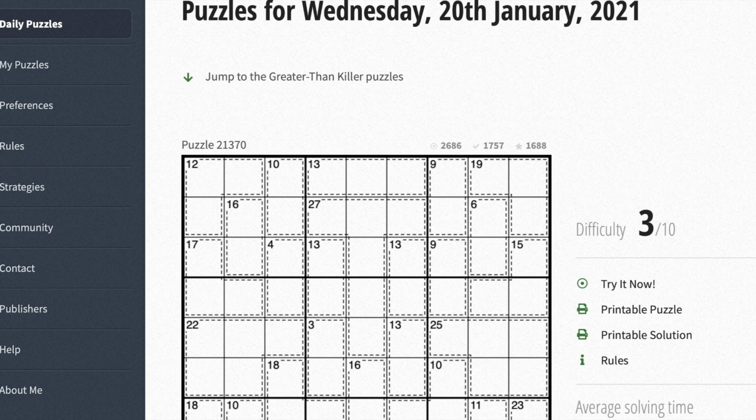We've got a nice looking 3 out of 10 Sudoku. So let's jump into it and see how we can solve it together.